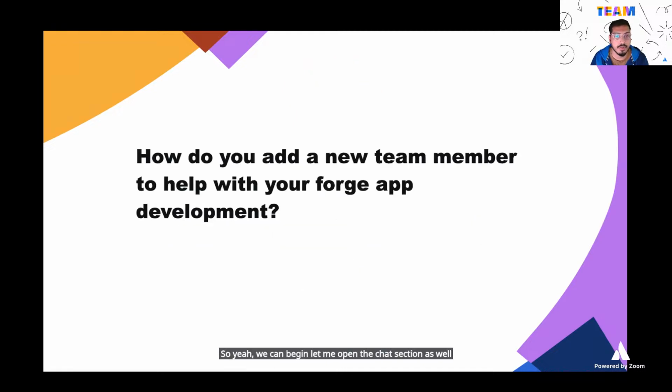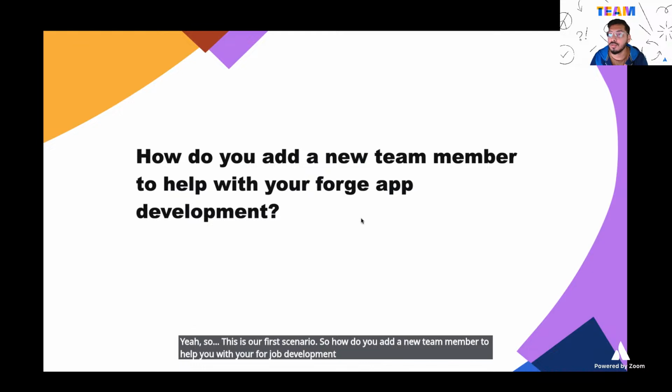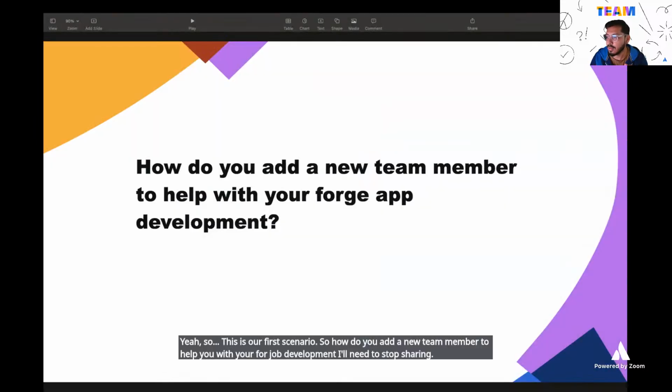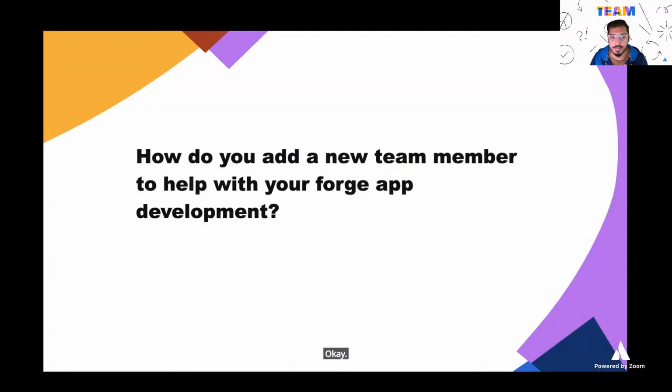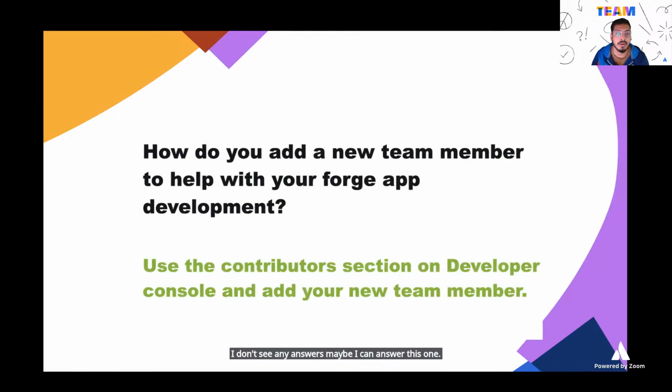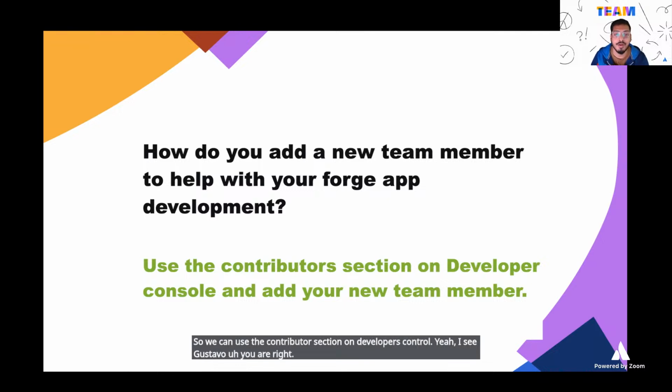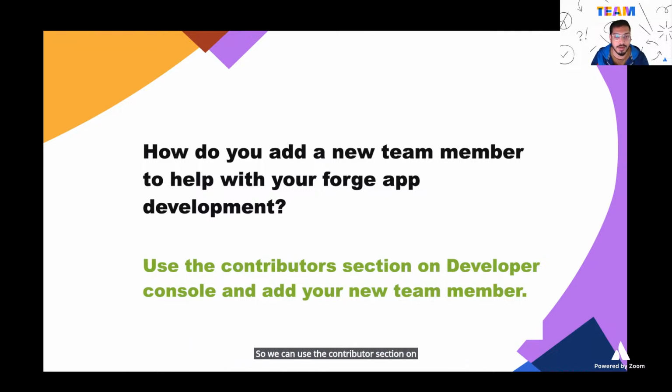So this is our first scenario. How do you add a new team member to help you with your Forge app development? I'll need to stop sharing. See the chat section. Okay, I don't see any answers. Maybe I can answer this one. So we can use the contributor section on developer console. I see Gustavo, you are right. So we can use the contributor section on dev console and add our new team members.